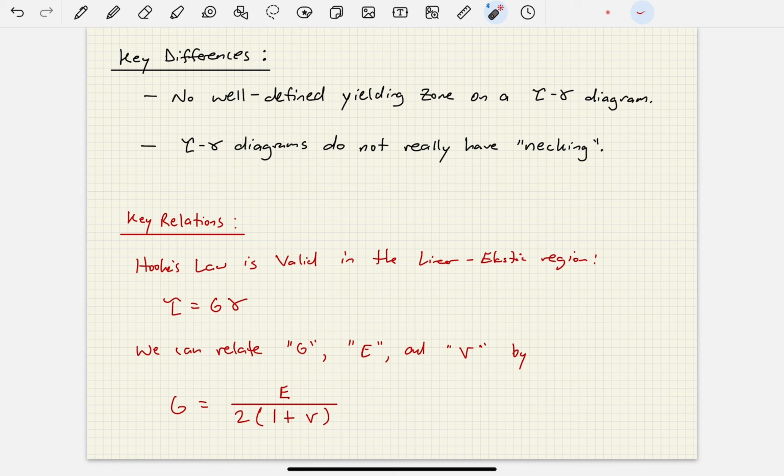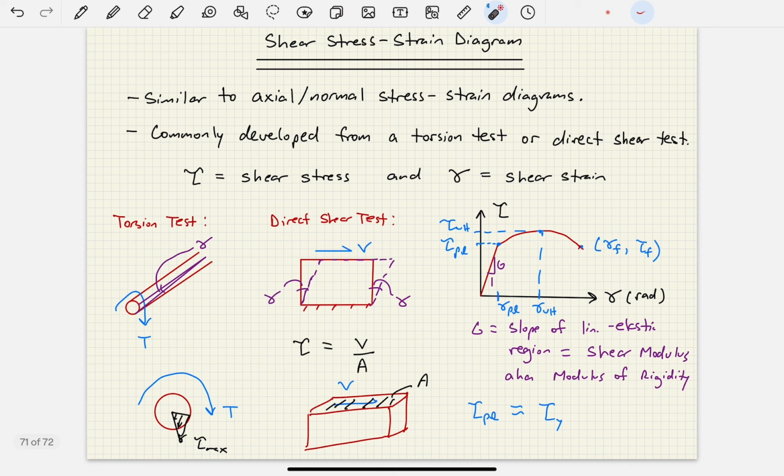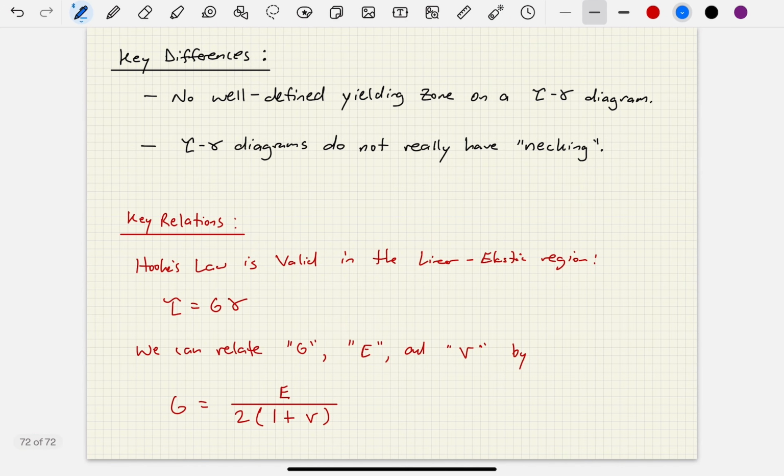Let's talk about some last key relations here. Hooke's law is valid in the linear elastic region. That means Hooke's law for shear stress and strain is going to be tau equals G gamma. Where did I get that from? Well, go back here. We said the slope of this linear elastic region is called the shear modulus. That's G. Well, slope is equal to tau PL over gamma PL. So could I write this as the following?